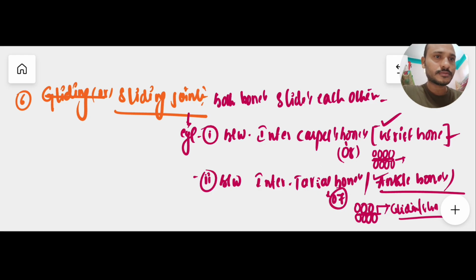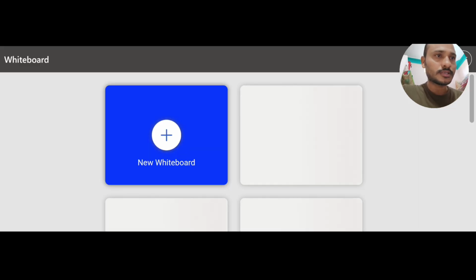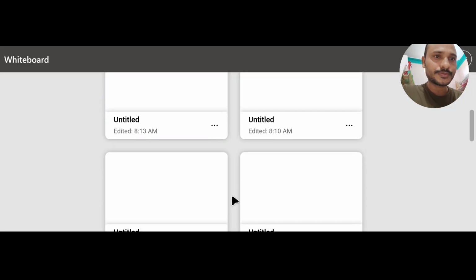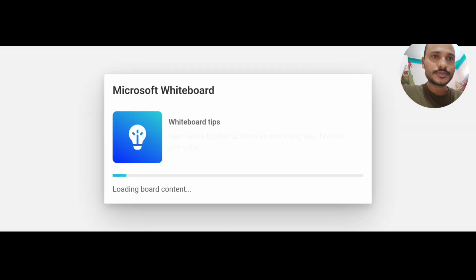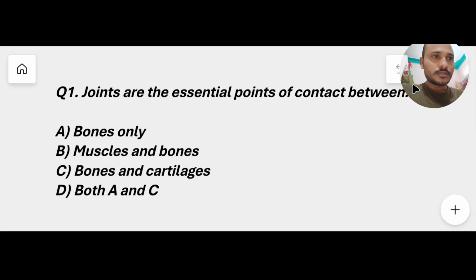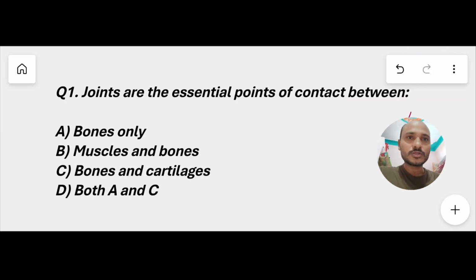With this we have completed, and here I have provided 3 highly important NCERT based MCQs. So here you go with these 3 important MCQs. This is the first MCQ. Read it. Joints are the essential points of contact between. The options are: bones only, muscle and bone, bones and cartilage, and both A and C.